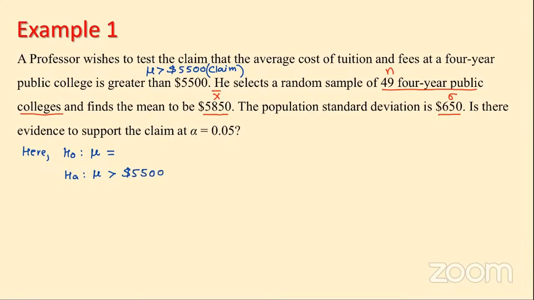That is the alternative, because the alternative will have the inequality sign. We wrote that, and we also know that this is the claim. So we write that as our claim. What will be the null hypothesis? The null hypothesis will have the equal to sign, right? So here we write mean equal to, the opposite of this one. So mean equal to 5,500.